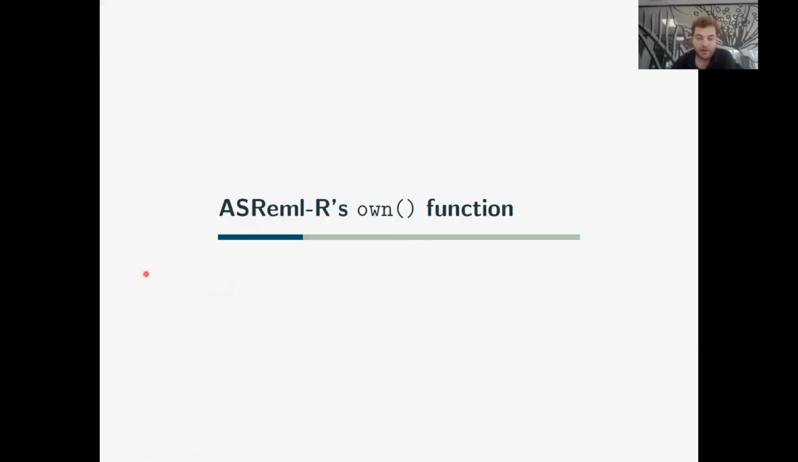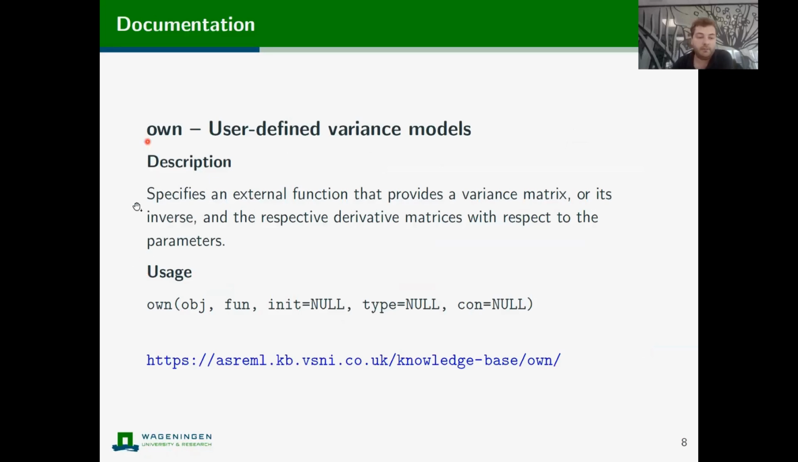So, with that in mind, the basics of genomic prediction for multiple environments and management, I want to talk about ASReml's own function, which is the thing that I've actually been using to fit these models with kernels. This is a small subsection of the documentation. The full documentation you can find on the VSNI website at the link below.